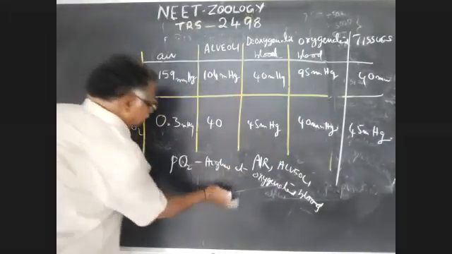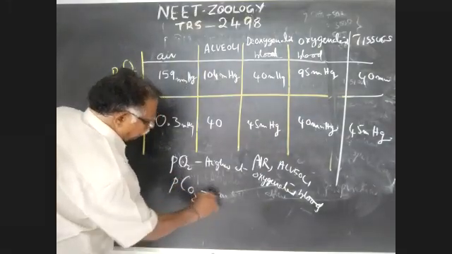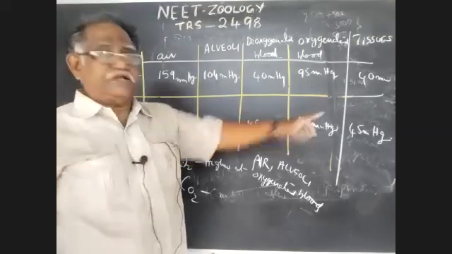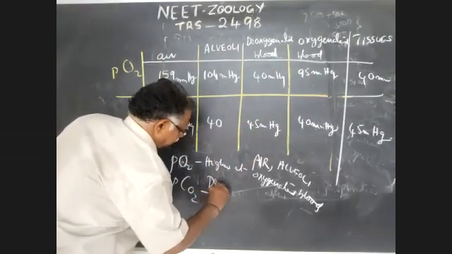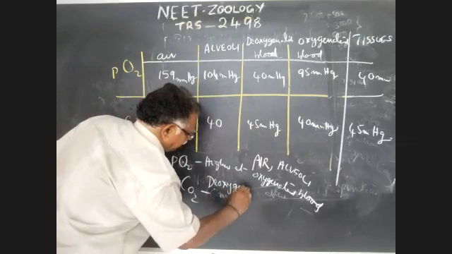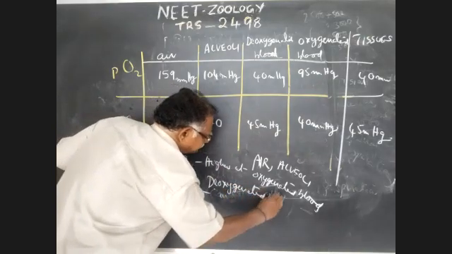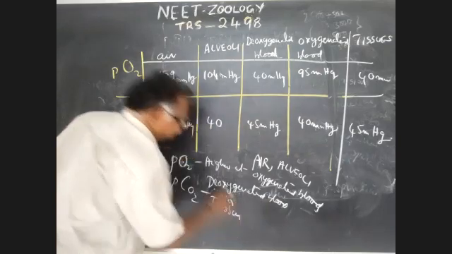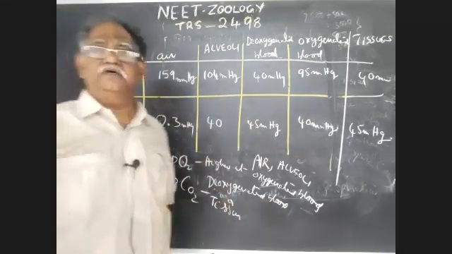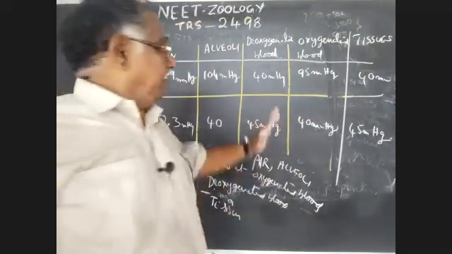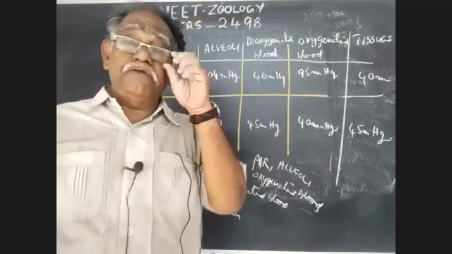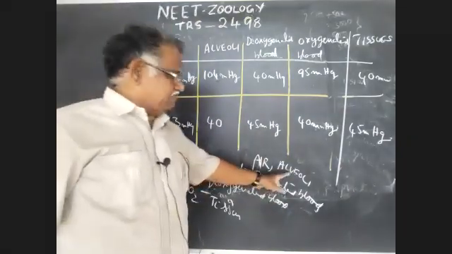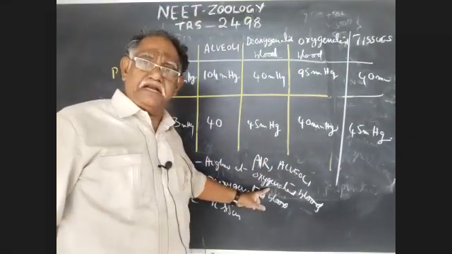And PCO2 is high at what regions? Deoxygenated blood and tissues. The question will be framed like this. You can expect the framing of the question. Based on this table, in which of the following regions is PO2 high? One is alveoli, oxygenated blood.